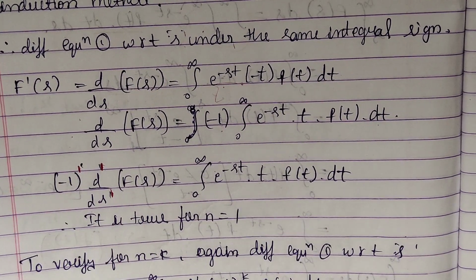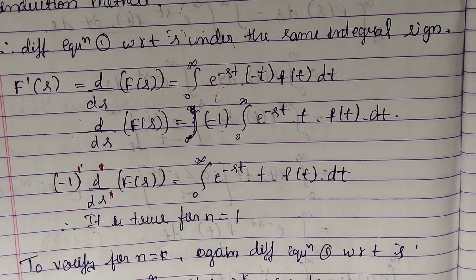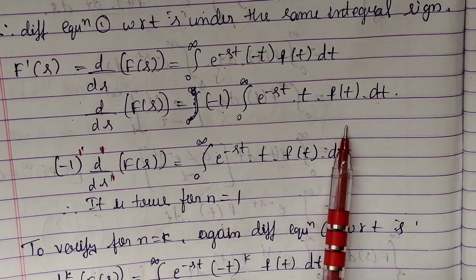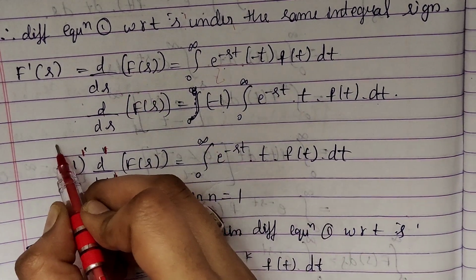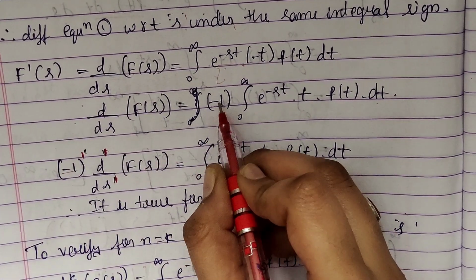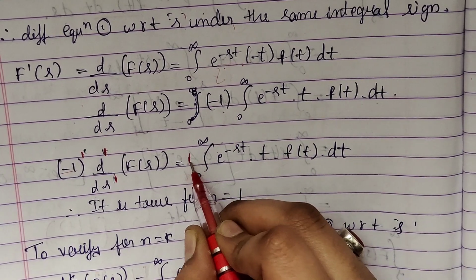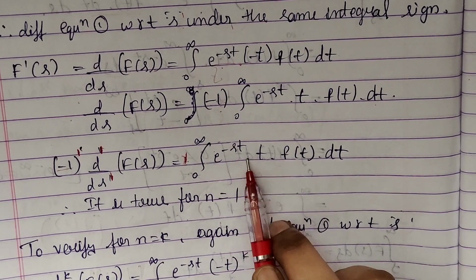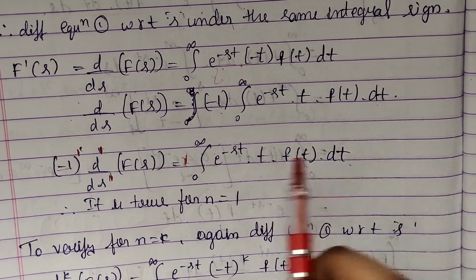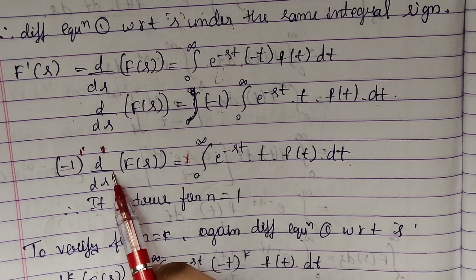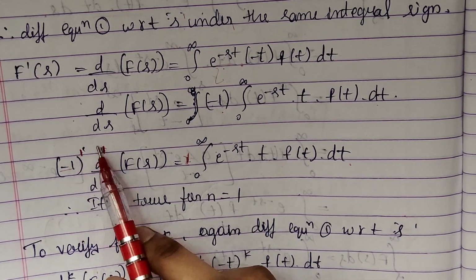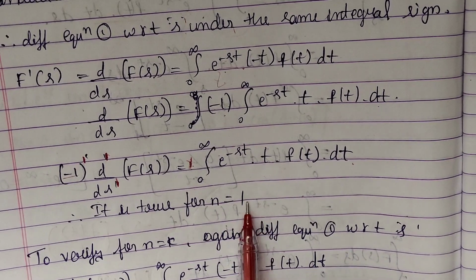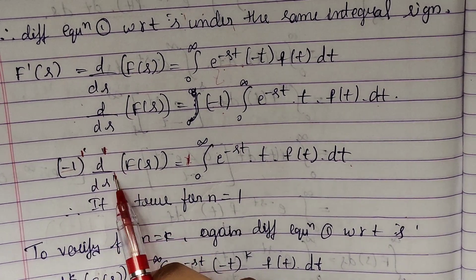So now we have to prove for n is equal to 1, and we get the LHS too. So what was remaining here? When we multiply by minus 1, minus 1 into minus 1 is plus 1, which is nothing but 1 only. So we get the integration from 0 to infinity of e power minus st t into f of t into dt. What was the order here? It is 1, right? There is nothing, which means there is a 1. So it is true for n is equal to 1.